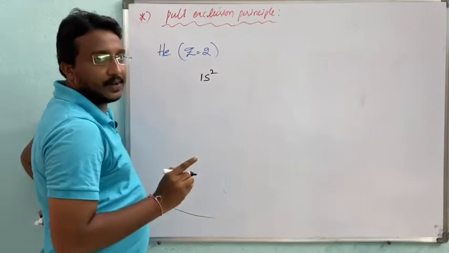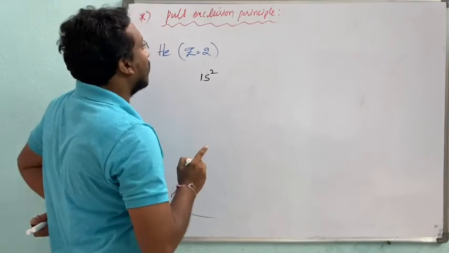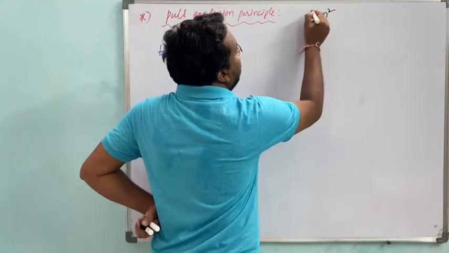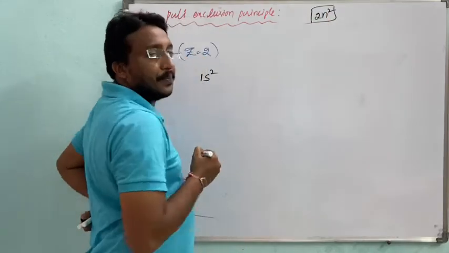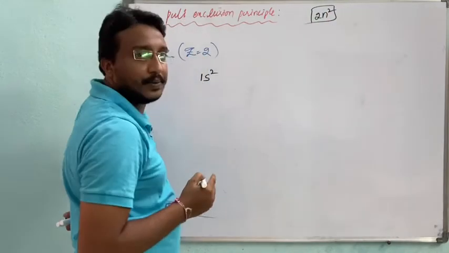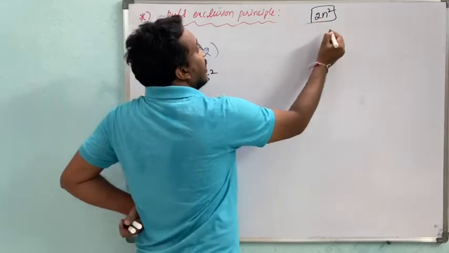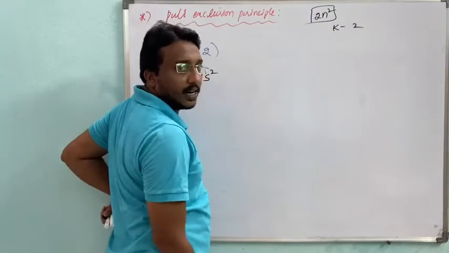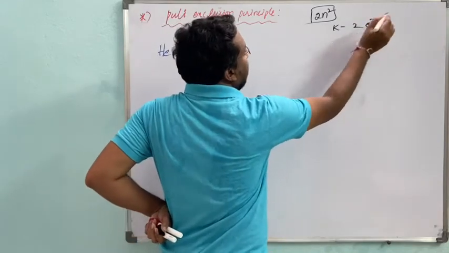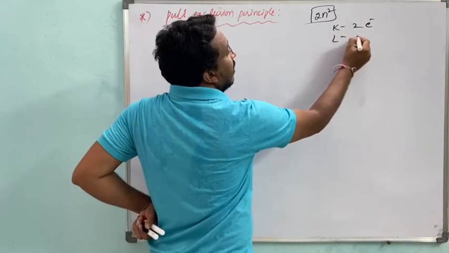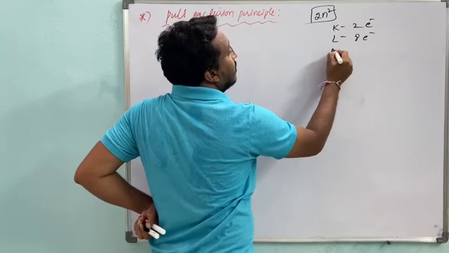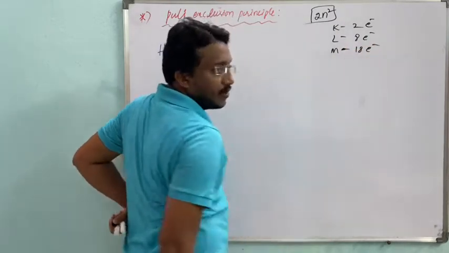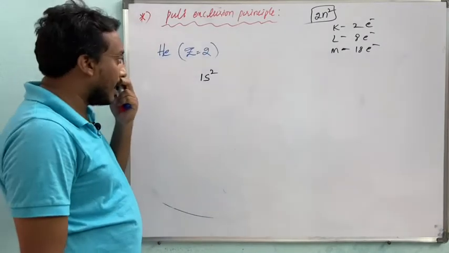We know that the maximum number of electrons in a shell can be found with the formula 2n square. That means in the K shell it has a maximum of only 2 electrons, and the L shell 8 electrons, the M shell 18 electrons, and so on.